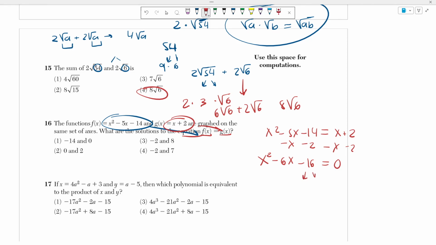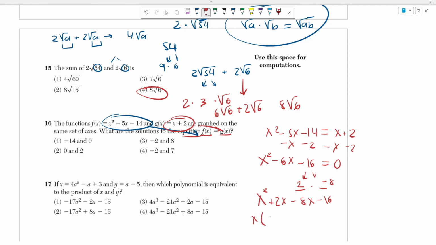Now I'm looking for two numbers that multiply into negative 16 and add up to negative 6. Those two numbers are going to be positive 2 and negative 8, right? Positive 2 times negative 8 is equal to negative 16. So I can split this negative 6x into x squared plus 2x minus 8x minus 16. And now I can factor out both sides.